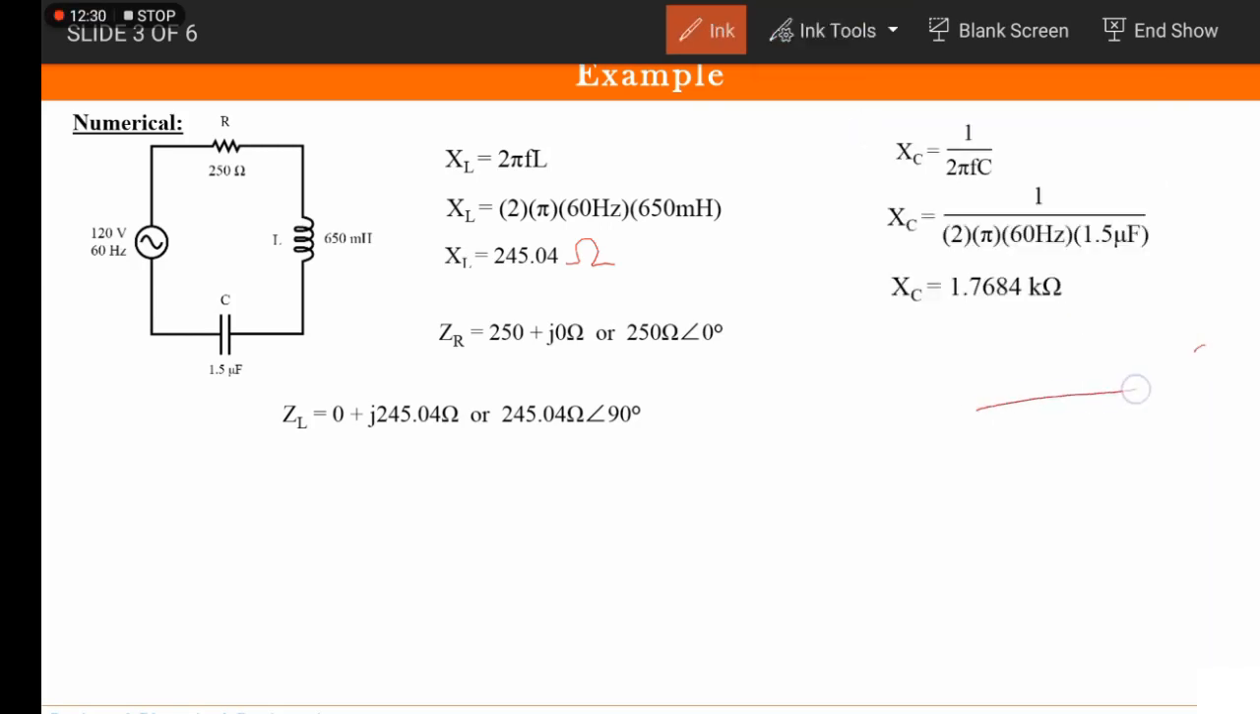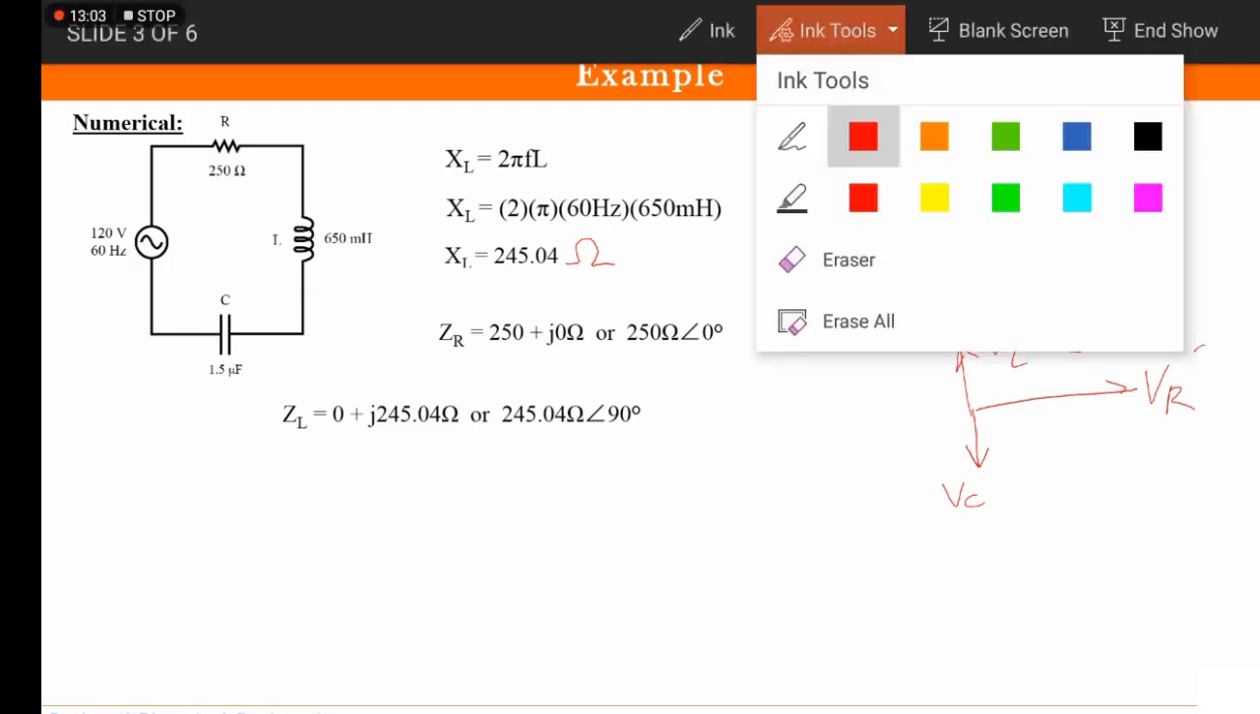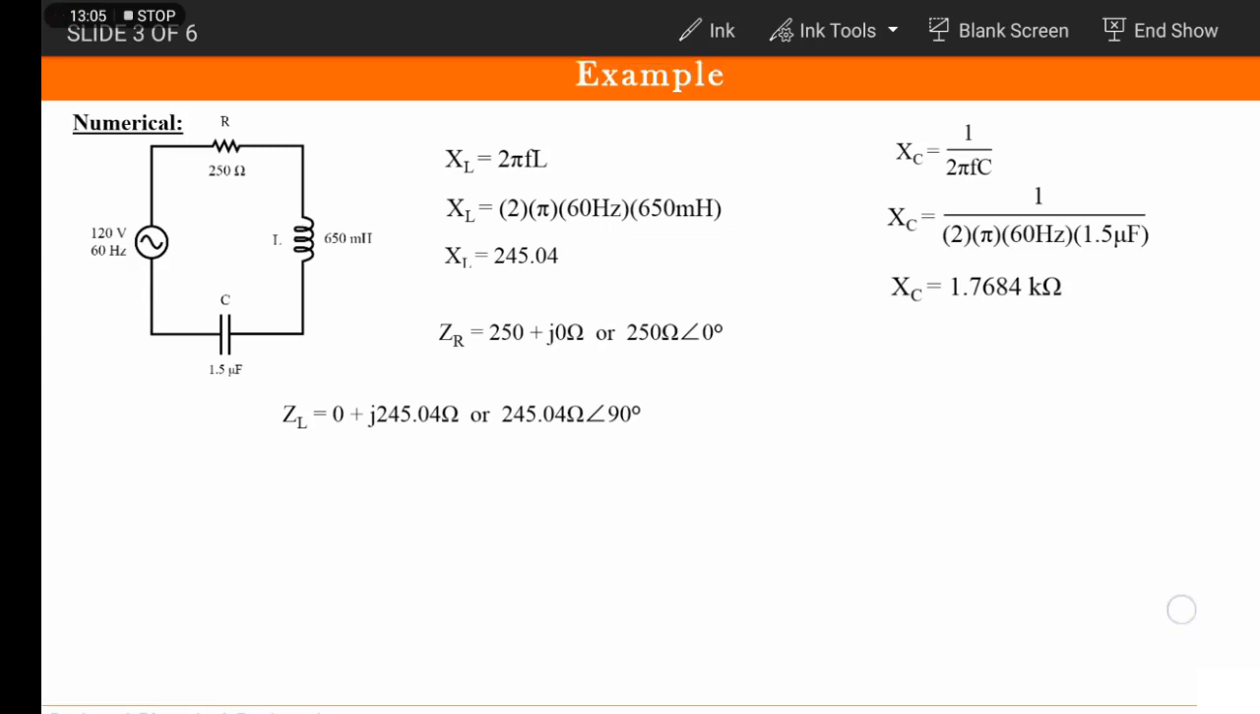I shall take VR rather. VR, VC, and here we had VL. So the resultant was VL minus VC. Please don't mind the handwriting. Actually my handwriting is good, but perhaps on the screen it looks like this. Doesn't matter. Well, so I have 245.04 and the angle is 90 degrees, right? Because I know. And in case of capacitance, what will be the angle? It is going to be minus 90.